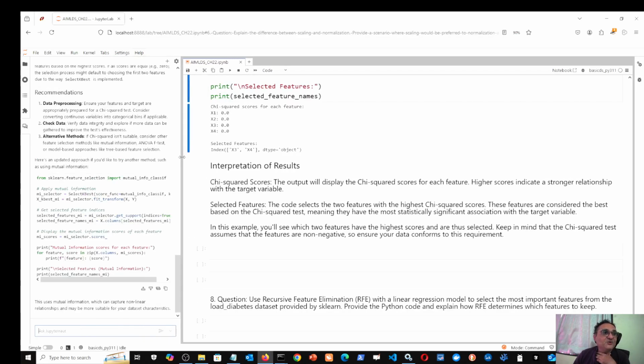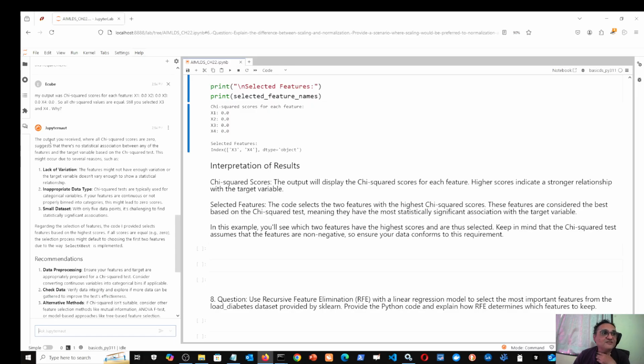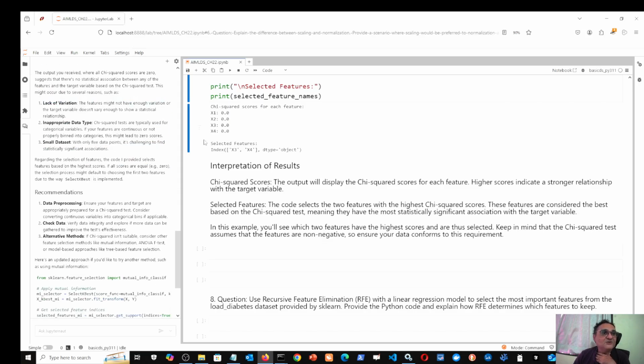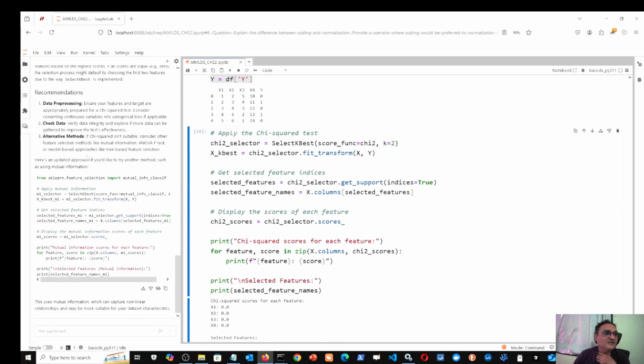Okay. So it is trying to give some explanation. Now let me read first. If it is convincing, then only I will paste here. It says the output received, where all chi-square scores are equal, suggests that there is no statistical association between any of the features and the target variable. This might occur due to several reasons: lack of variation, inappropriate data type, small data set. Okay, small rows is definitely a small data set. So that might be one reason.